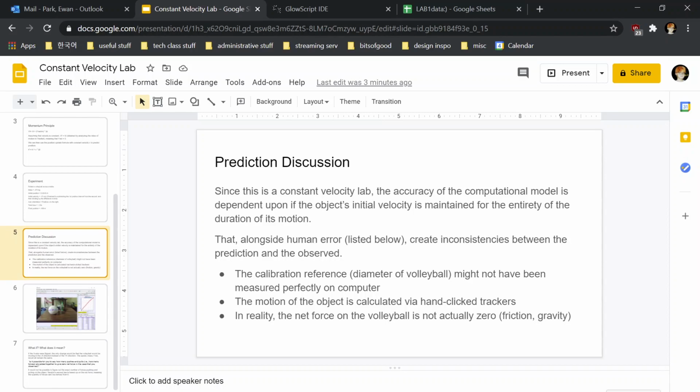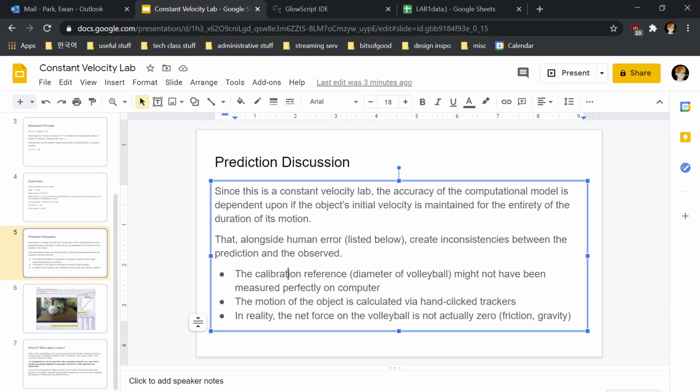So onto the discussion of the prediction. Because this is a constant velocity lab, the accuracy of the computational model is dependent upon whether the object's initial velocity is maintained for the entirety of the duration of its motion. That, alongside human error, which I listed below, created some inconsistencies between the prediction and the observed.